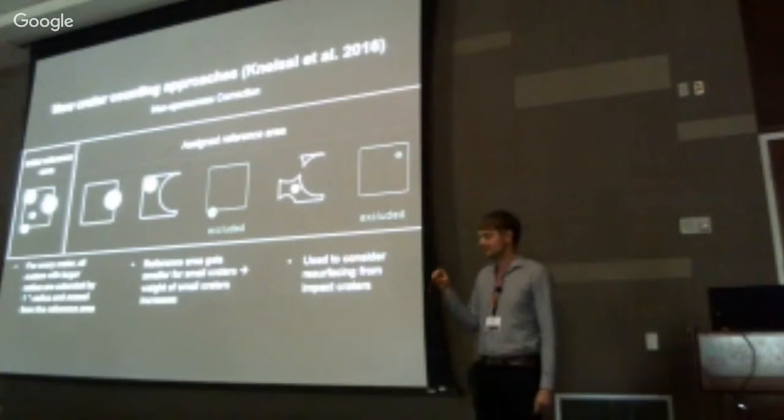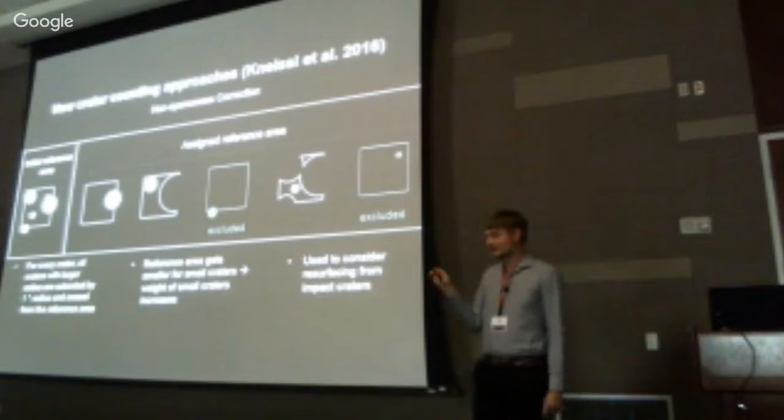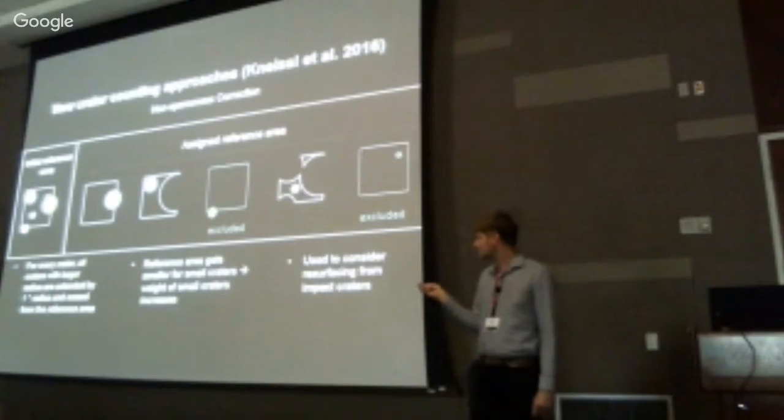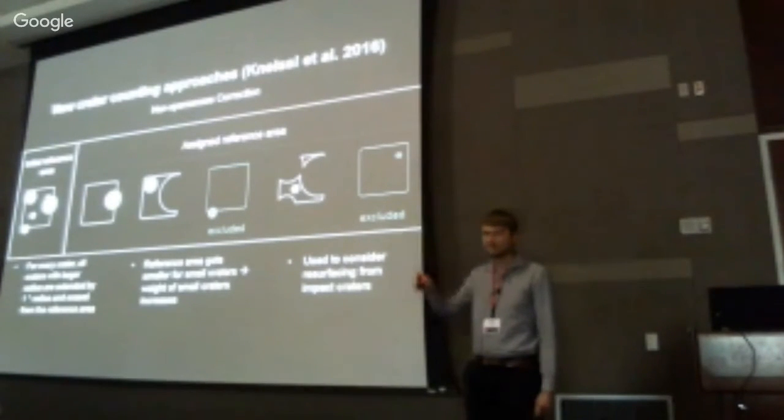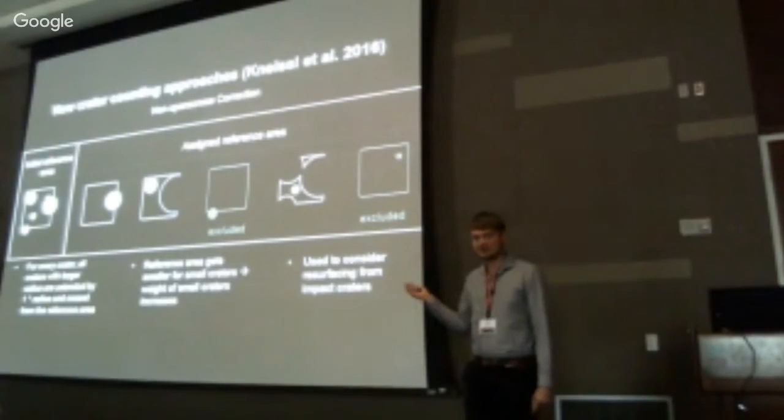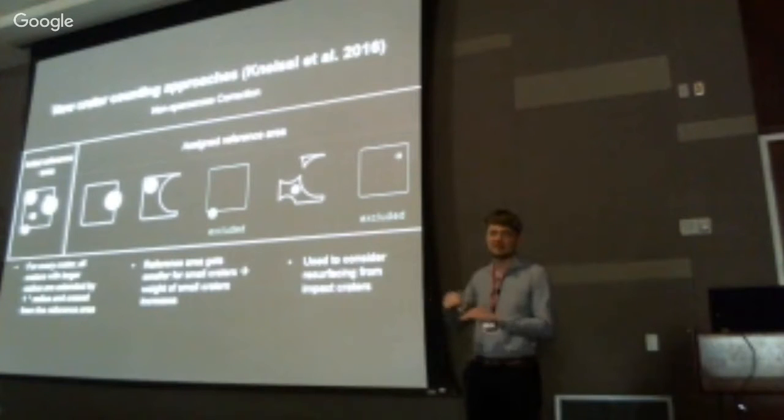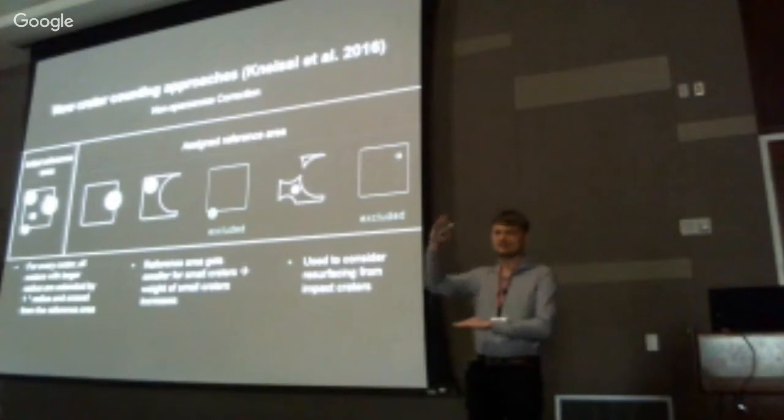And during non-sparseness correction, again, as in the traditional crater counting, crater C would be excluded because the centroid is located outside the initial reference area. And for the other craters, for every crater, all the larger craters plus the surrounding buffer are excluded from the reference area. Okay, so that means that the smaller the crater gets, the smaller the reference area gets, and thereby the weight of smaller craters is increased.